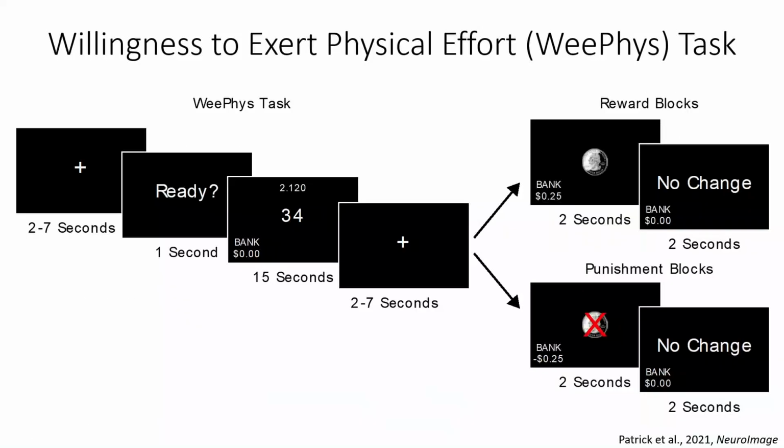Then in the main component of the task, individuals have 15 seconds to press the button as many times as they would like in order to increase the likelihood of obtaining reward or avoiding punishment. In this case, they don't know how much effort they would need to expend on any given trial in order to be successful on that trial. There are reward and punishment blocks. And at the end of each trial, individuals learn whether they received a reward or avoided punishment on that trial.